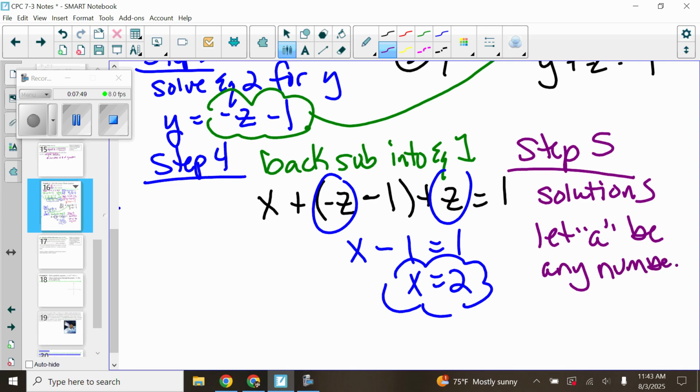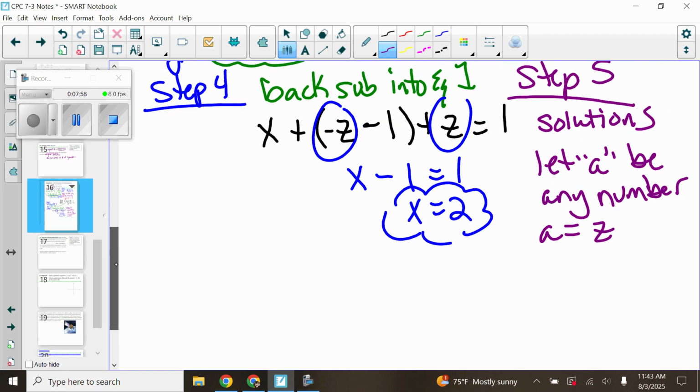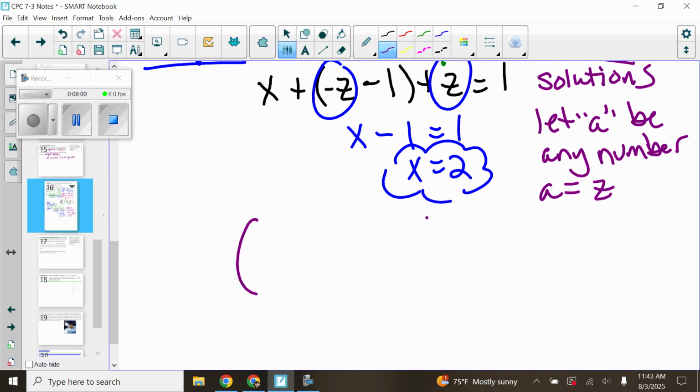So we're going to let A be any number, and we're going to say A is our Z value, just to make it a little bit more global here. It doesn't have to be an X, a Y, and a Z. So I'm going to go back and write my ordered triples now. I know that the X value has to be 2 because that's what we solved for.